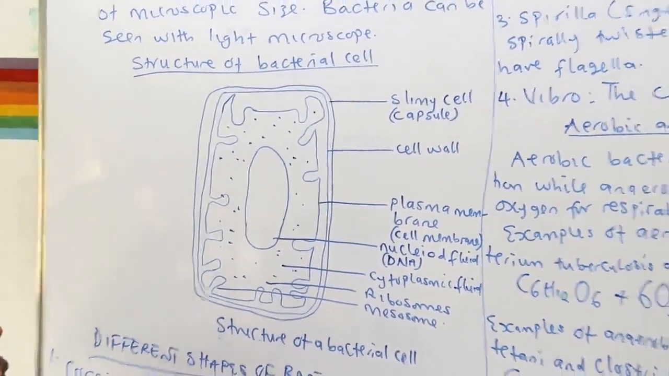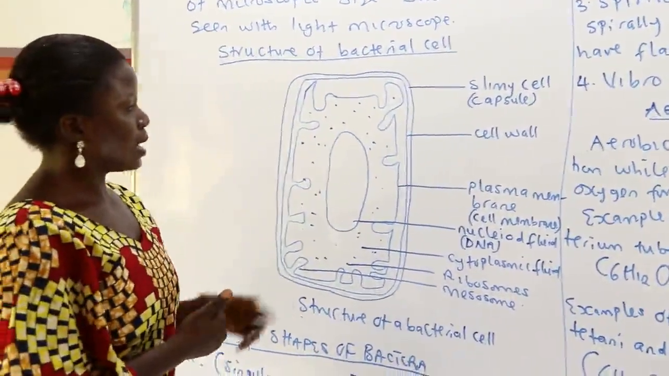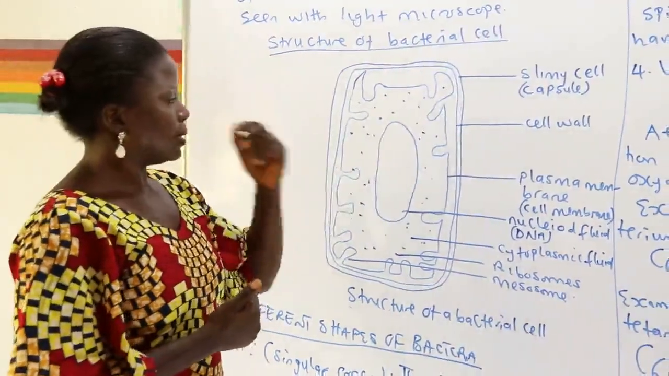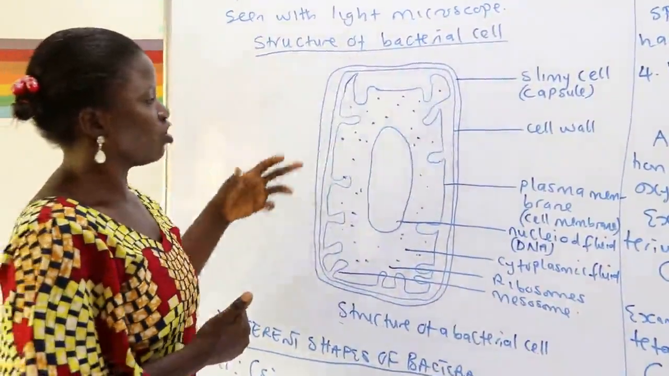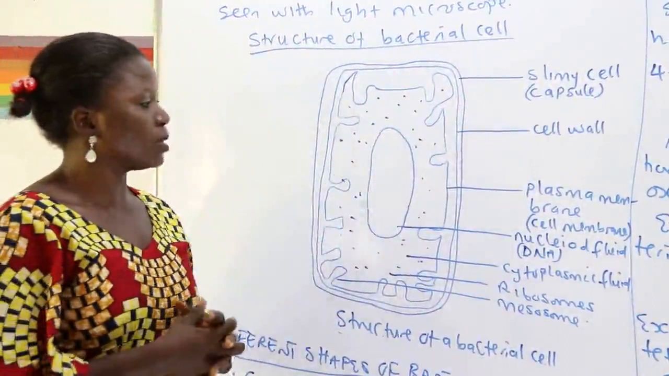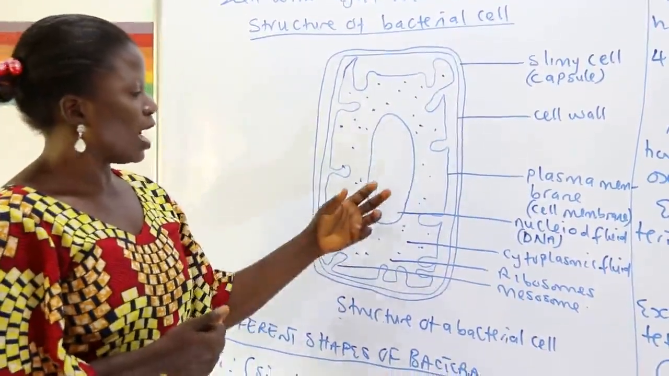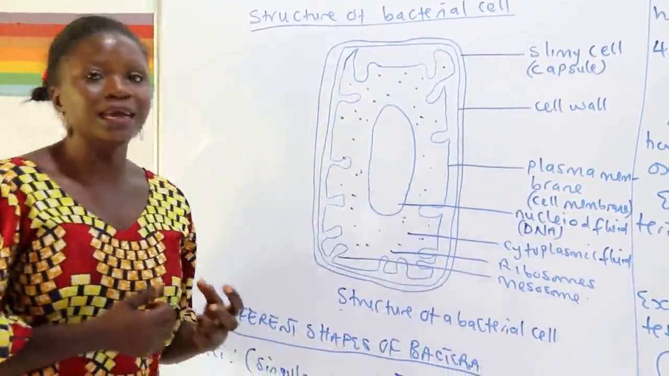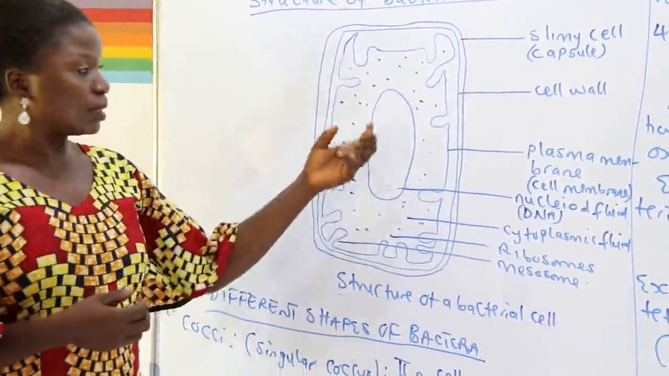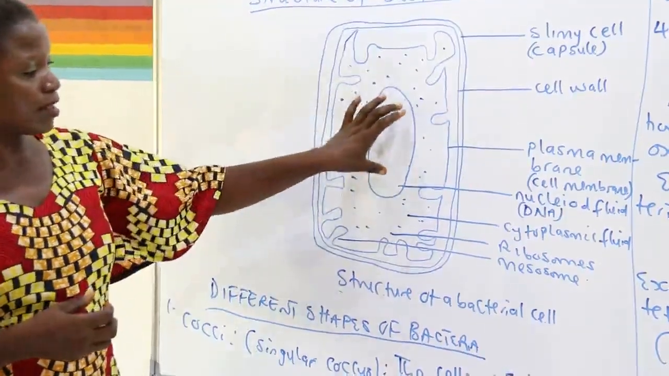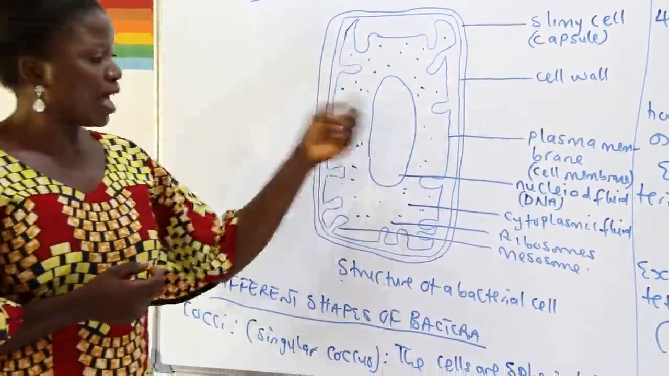On the structure of the bacterial cell on the board, we have the slimy capsule, that's the slimy cell capsule. Next is the cell wall of the bacteria. The cell wall serves as a protection to protect the inner components of the cell of the bacteria. Next we have the plasma membrane, and then we have the nucleus. The nucleus is the hereditary unit where you have the DNA and the genes that are contained in the bacteria. They are found in the what? In the nucleus. And we know the nucleus is the unit of life in the cell.